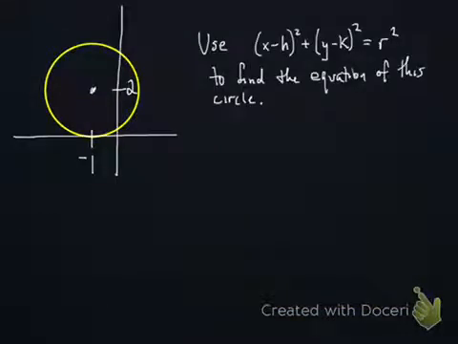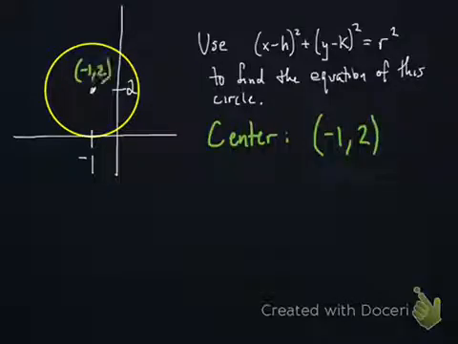Alright, lots of numbers flying around here, lots of letters. Let's actually do an example. Let's use this standard form of a circle, and let's actually find the equation of this particular circle. So we know that we need to find the center. Pretty easy to find in this example. It's -1, 2. So that actually means something about what h and k are. h is -1 and k is going to be 2.